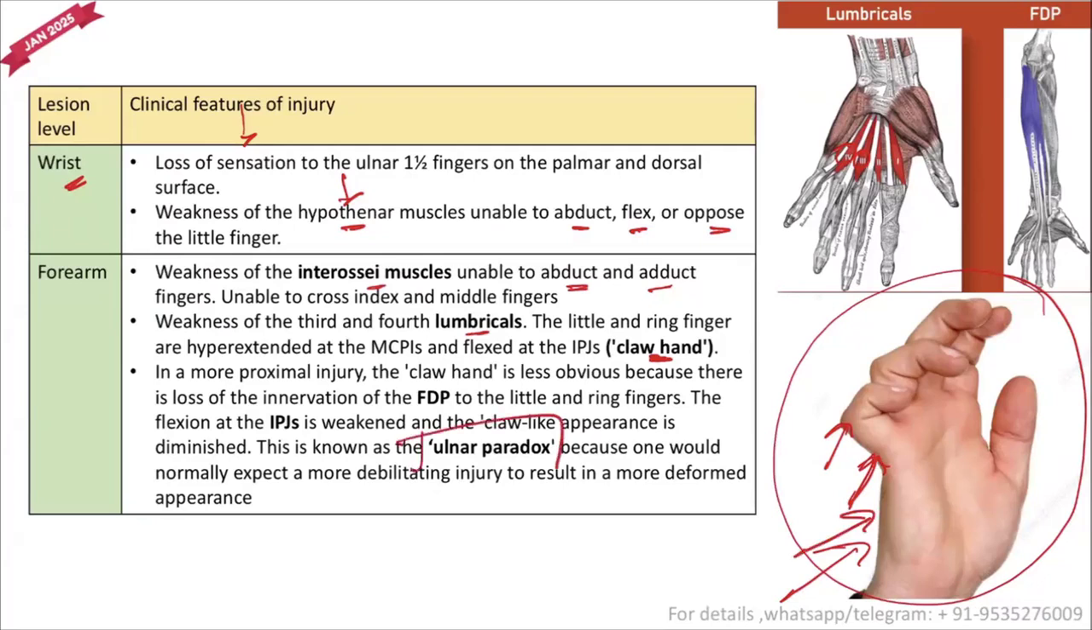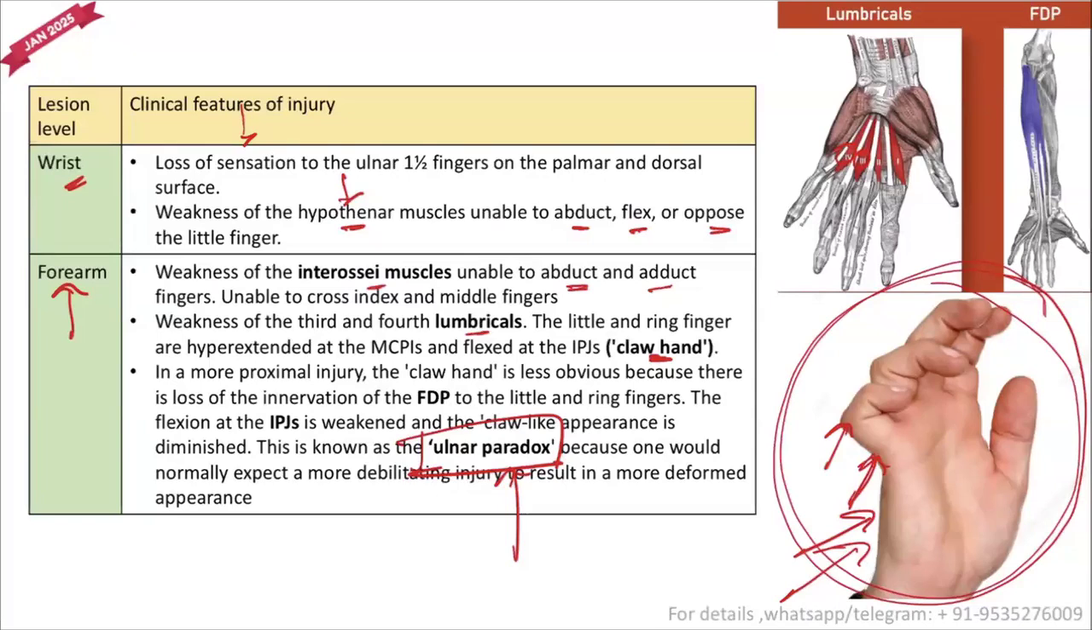There is something known as ulnar paradox. What is ulnar paradox? If the nerve injury is more proximal, that means in the forearm, the claw hand you are seeing will start disappearing. Usually we think that if the nerve is injured more proximally, at the level of the forearm or arm, the injury must be very bad and the clawness should increase. It doesn't increase. It will get lost. The clawness will go away. That is why it is called an ulnar paradox.